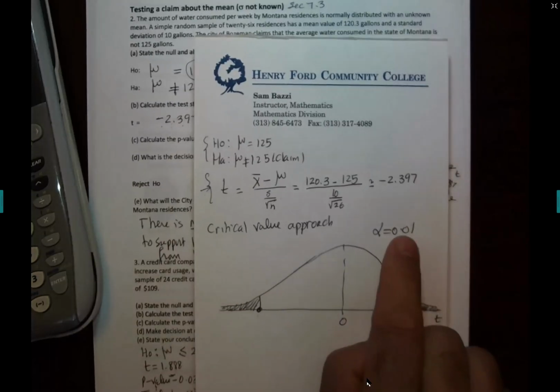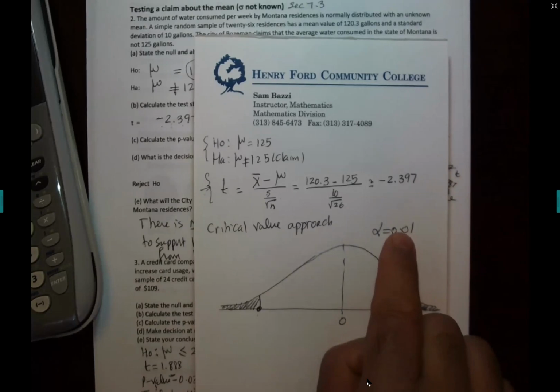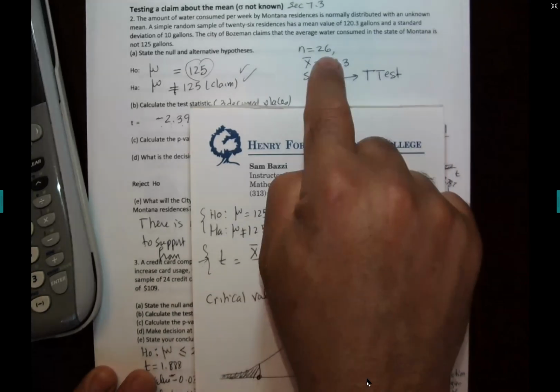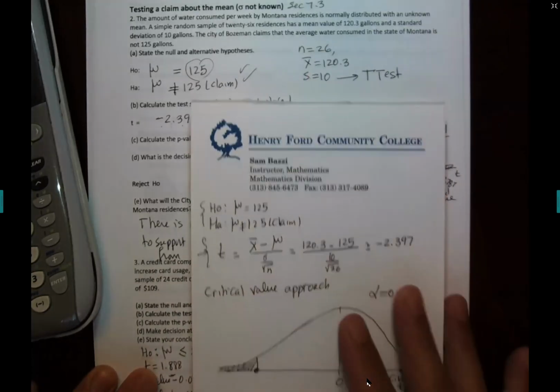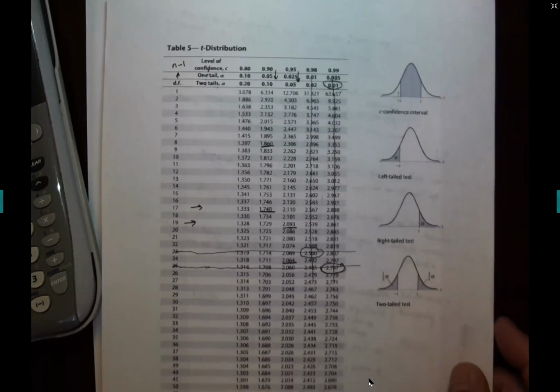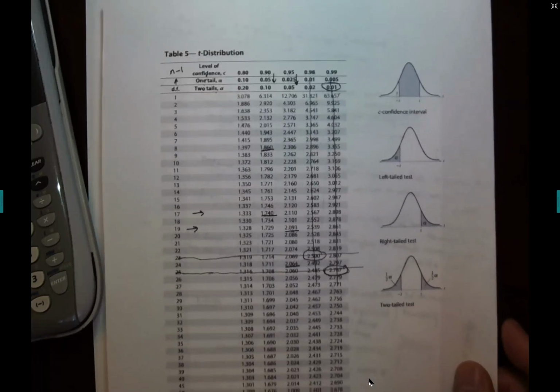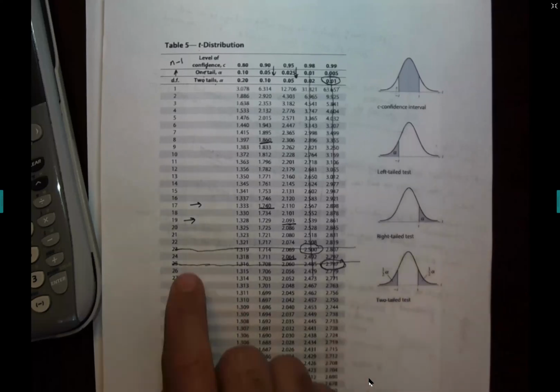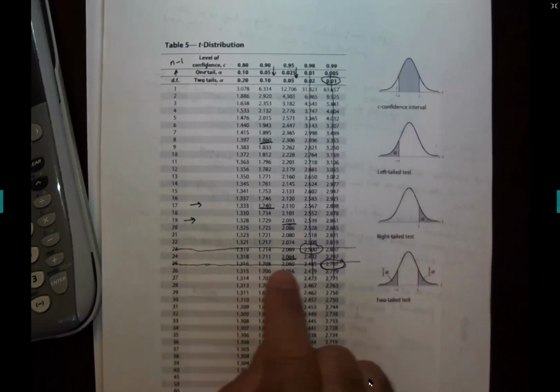Okay, all I need is alpha and the degrees of freedom. The sample size, guys, was 26, so the degrees of freedom will be 25. And let me show you how you would do this. This is table 5. Critical value, this is the table of the critical values. You need the degrees of freedom, which is 25. I am right here, guys, and I draw a horizontal line.